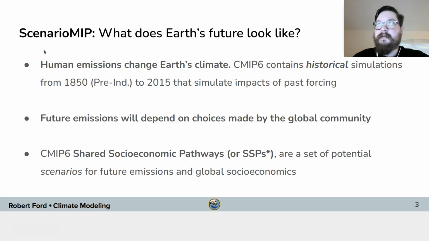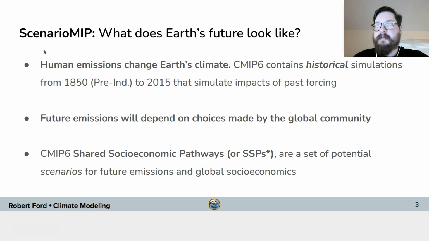Scenario MIP considers several scenarios that encompass what Earth's future may look like. So we know that human emissions change Earth's climate, and CMIP-6 contains simulations that include emissions from the end of the Industrial Revolution up to the near present in order to simulate the impacts of past forcing. And while past emissions are important, future emissions will depend on decisions made by the global community in the present.